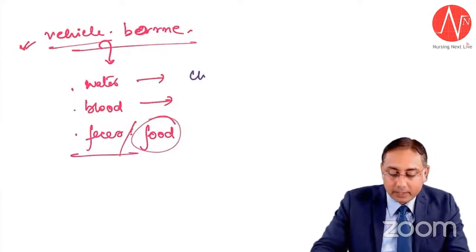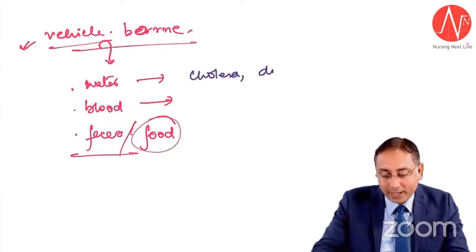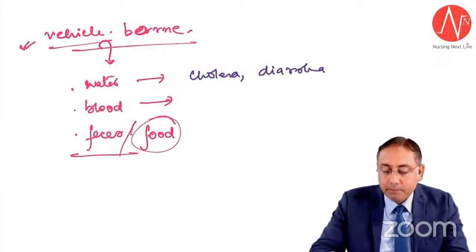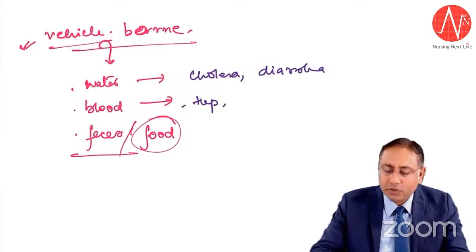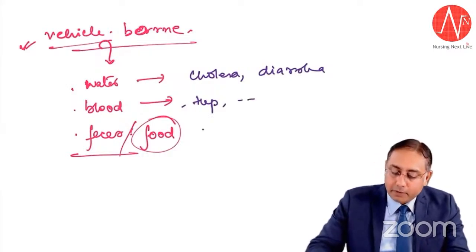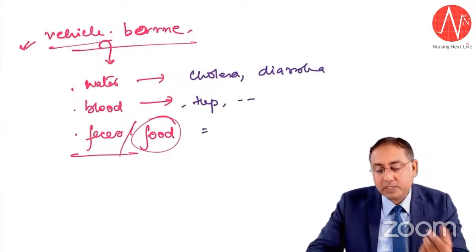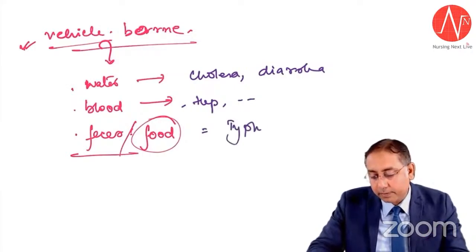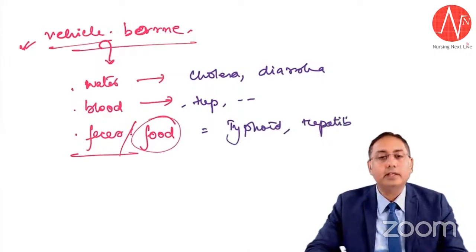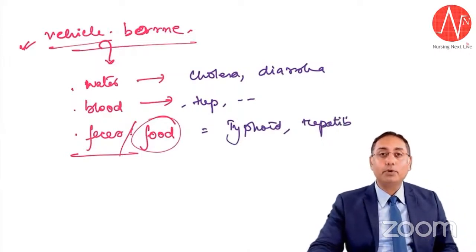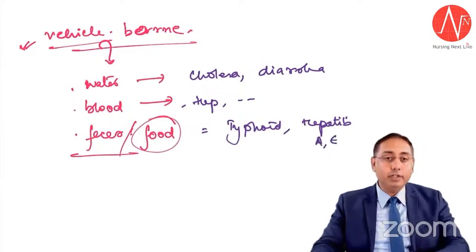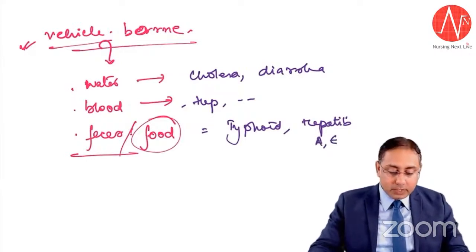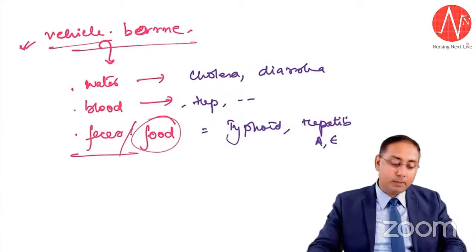A waterborne example could be anything like cholera or diarrhea. Bloodborne could be all hepatitis; a lot of bloodborne infections could be there. Foodborne, a lot of foodborne infections. Typically you can have typhoid. We can also have hepatitis again, which could be a fecal-oral mode of transmission. You remember hepatitis A or hepatitis E, which is a fecal-oral mode of transmission. So these would all be categorized as vehicle-borne.